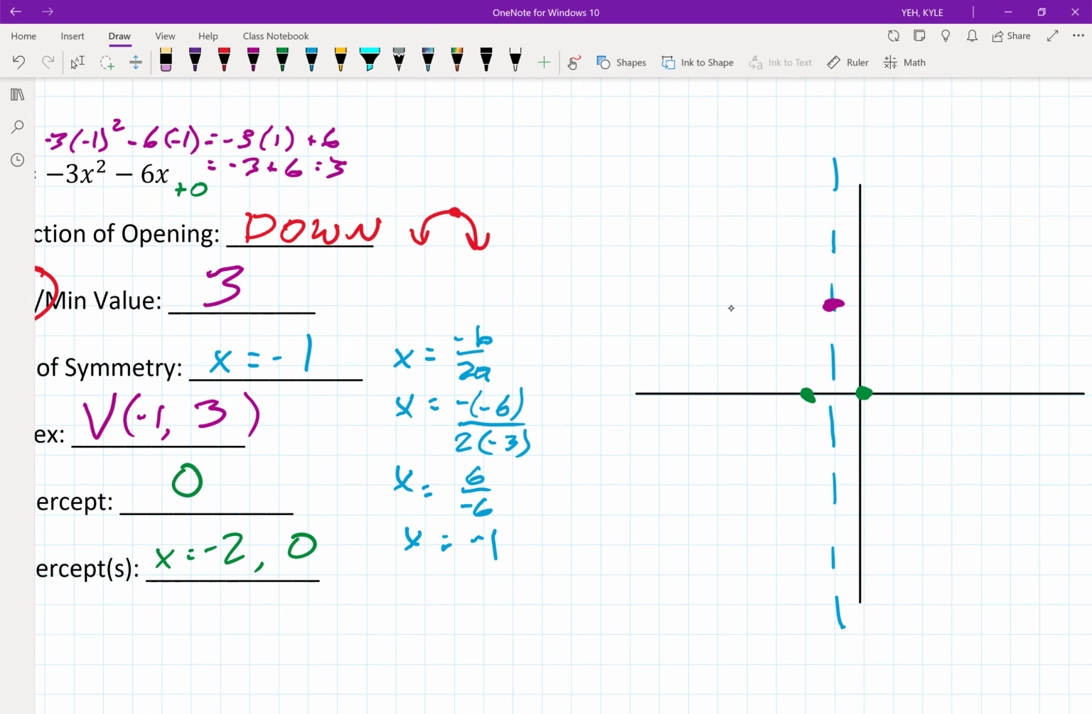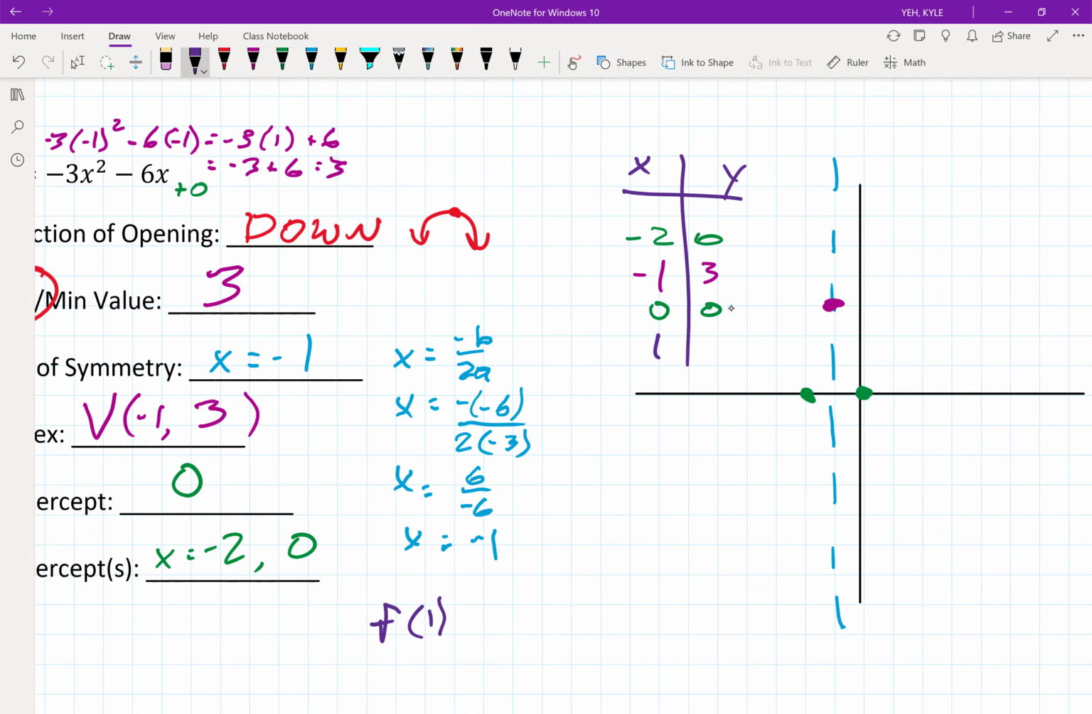I'm going to move my table up here because I know it won't interfere with my graph, because my graph is going down. The vertex was negative 1, 3. Then we had negative 2, 0, and 0, 0, those 2 points on the graph. I'll plug in 1 and see what I get. I'm going to do the scratch work down below because I have a little more room.